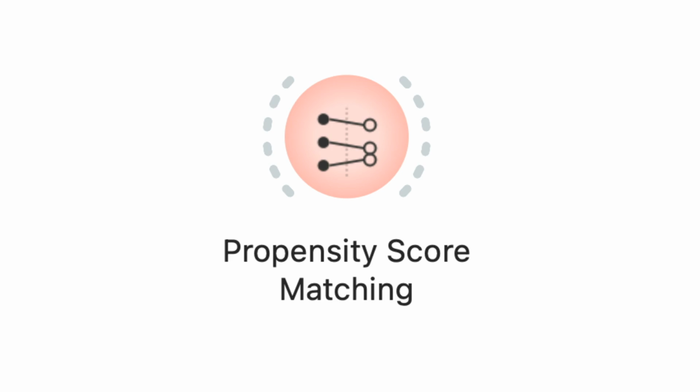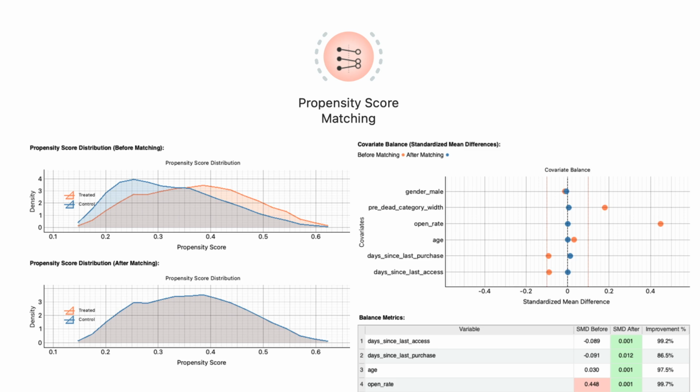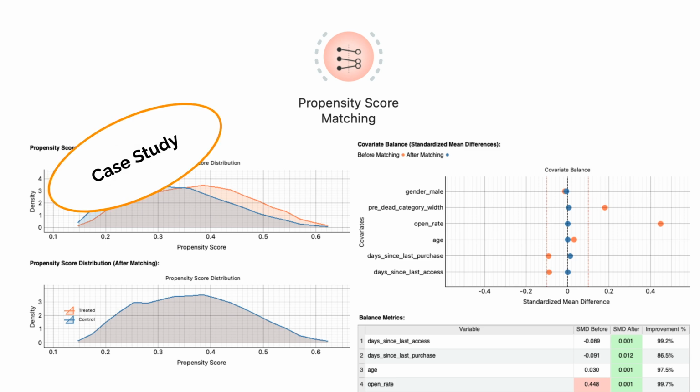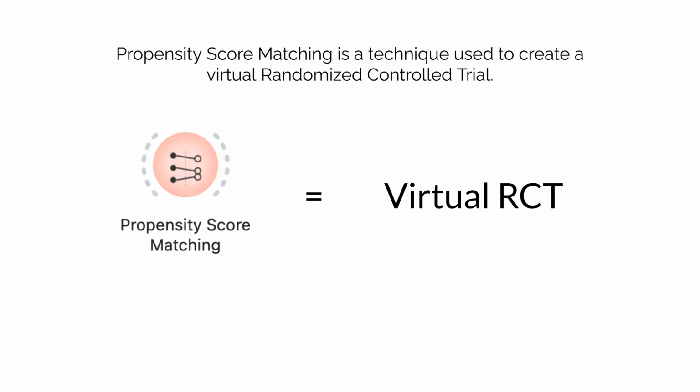Hello! Today, we are going to be talking about propensity score matching, the most widely used method in applied causal inference. Let's get hands-on with a no-code tool, walk through a case study, and learn the theoretical background. In a nutshell, propensity score matching is a technique used to create a virtual randomized controlled trial.